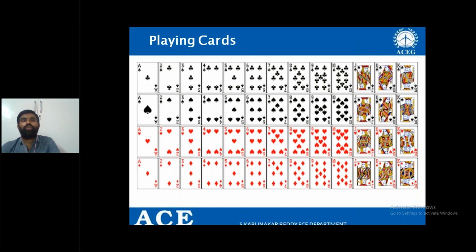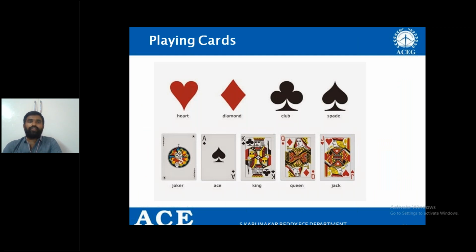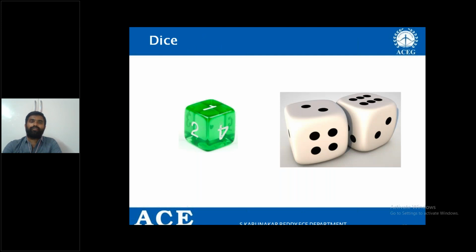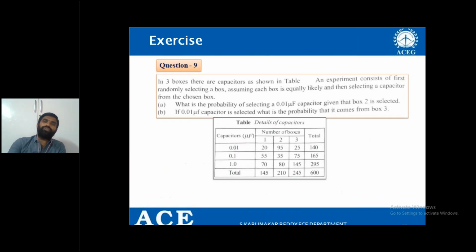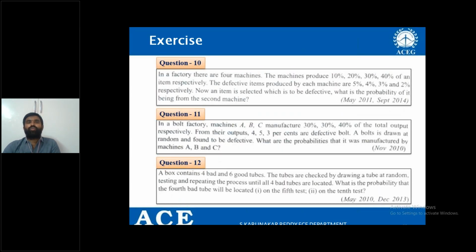You need to remember this while solving problems related to drawing a card from a pack of playing cards. Right? These are the symbols. Sometimes A is called ace, K is called king, Q queen, and J jack. So it is all about cards and dice. Some questions are posted here, and they will be posted in your assignment folder, and you are supposed to solve all the problems. Right?